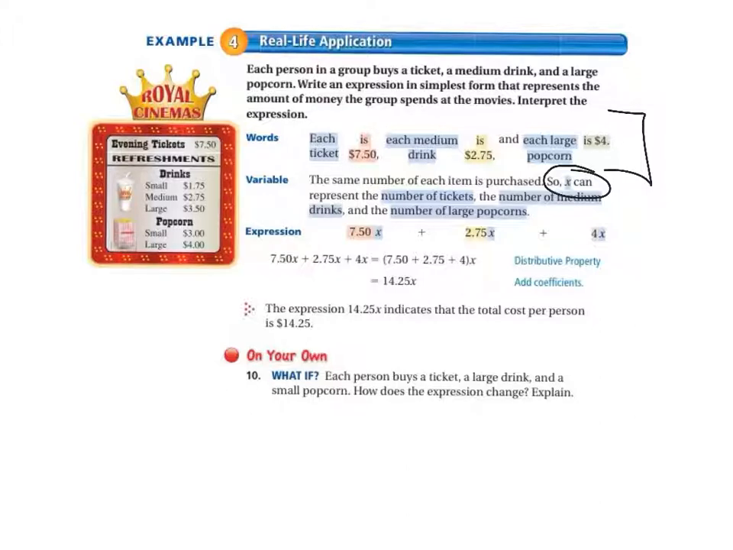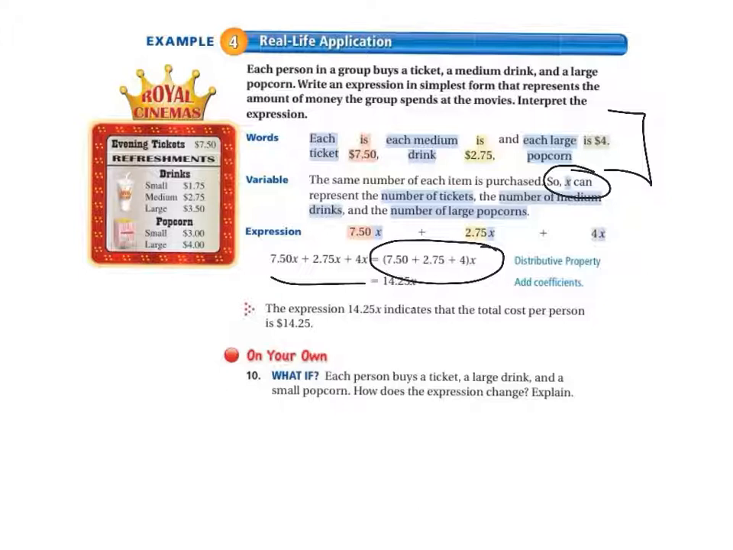And so then we start to write our expression. $7.50 for each ticket, so $7.50x plus $2.75x plus $4x. And then we can add all of that up. You can use the distributive property, put it in parentheses and put an x on the end if you like, and it all adds up to $14.25x when you add the coefficients. The expression $14.25x indicates that the total cost per person is $14.25.